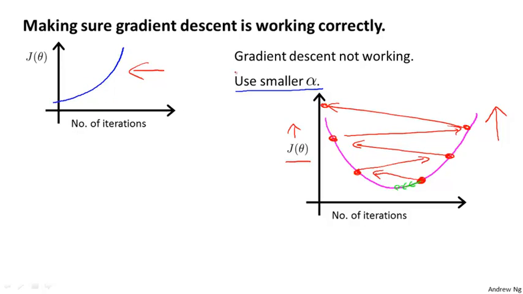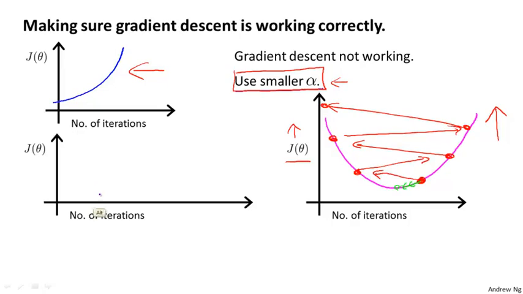And if you see a plot like this, the fix usually is to just use a smaller value of alpha. Oh, and also, of course, make sure that your code does not have a bug in it, but usually too large a value of alpha is a common problem. Similarly, sometimes you may also see J of theta do something like this. It may go down for a while, then go up, then go down for a while, then go up, and so on. And the fix for something like this is also to use a smaller value of alpha.